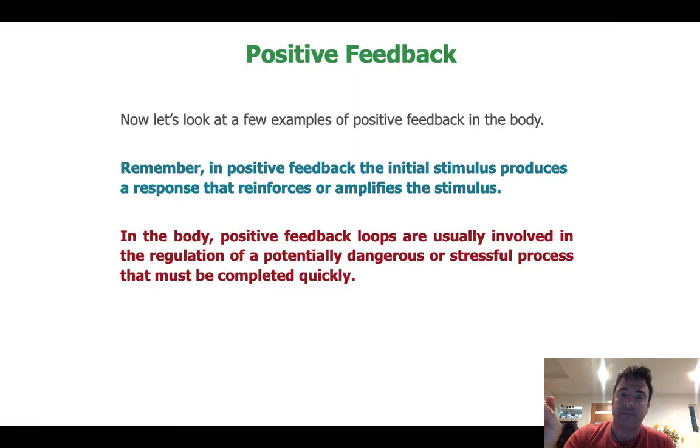Positive feedback. Two examples. Childbirth and blood clotting. In the body, positive feedback loops are usually involved in the regulation of potentially dangerous or stressful processes that must be completed quickly. In other words, we use positive feedback when we absolutely have to get something done. Childbirth and blood clotting represent imminent threats to homeostasis. We want to get those things over with.